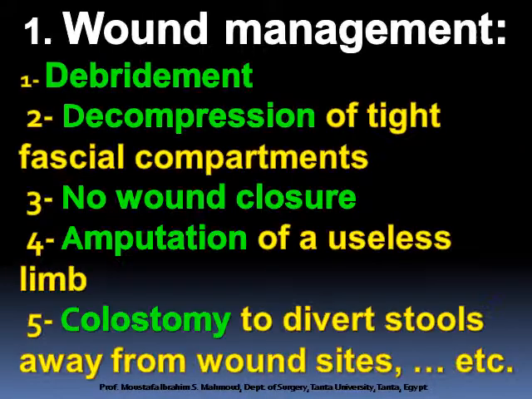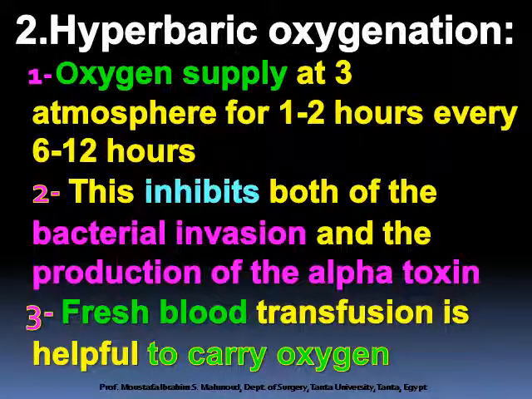Treatment. Wound management: debridement, decompression of tight fascial compartments, no wound closure, amputation of a useless limb, and colostomy to divert stools away from the wound sites. Hyperbaric oxygenation: oxygen supply at 3 atmospheres for 1 to 2 hours every 6 to 12 hours. This inhibits both the bacterial invasion and the production of the alpha toxin. Fresh blood transfusion is helpful to carry the oxygen.